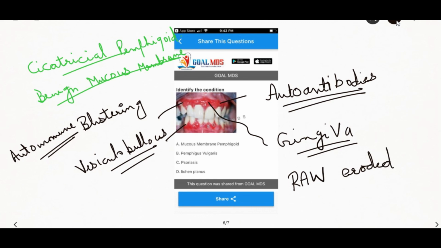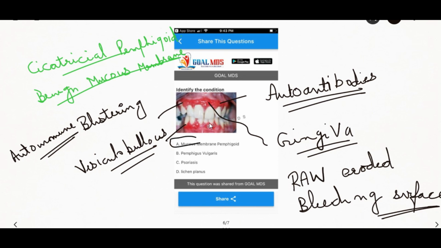The most consistent oral lesion is on the gingiva. It is generally vesiculobullous in nature, thick walled, and that is why it can persist for 24 to 48 hours before rupturing and desquamating. Before their rupture, they leave a raw, eroded and bleeding surface. That is what you can see here. So your answer will be cicatricial pemphigoid.